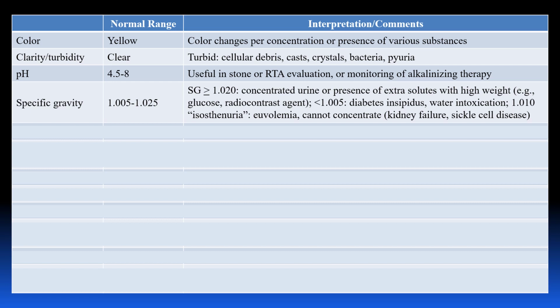A relative isotonic specific gravity, referred to as isostenuria, may be seen in well-hydrated individuals or in patients who are unable to concentrate their urine despite having a physiological need because of a defective medullary concentration gradient, such as that seen in patients with kidney failure or sickle cell disease.